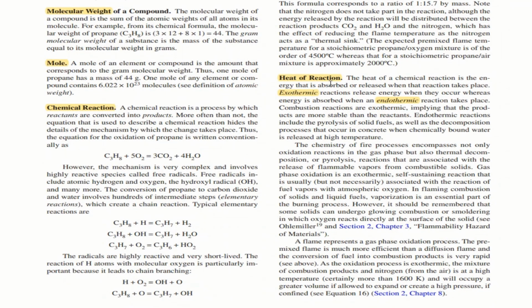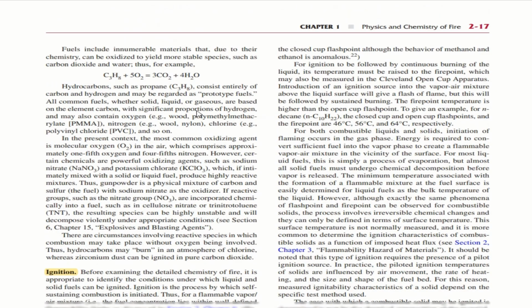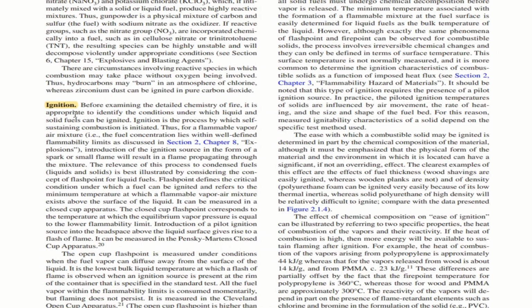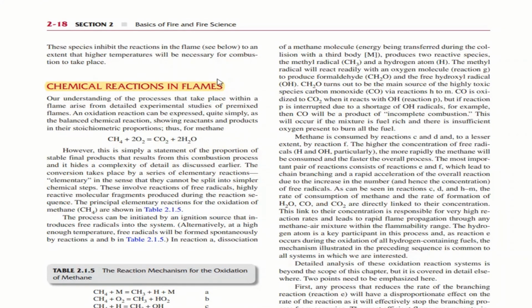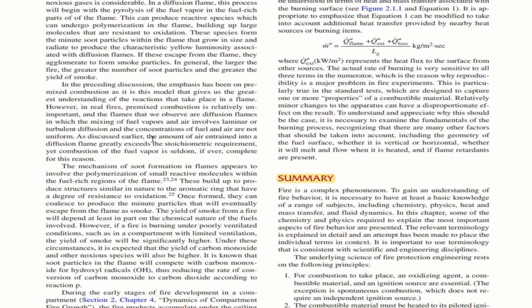Heat of reaction, we have exothermic and endothermic reaction. So the heat of a chemical reaction is the energy that is absorbed or released when that reaction takes place. Exothermic reactions release energy when they occur, whereas energy is absorbed when an endothermic reaction takes place. This is also an important point. So ignition, we have chemical reactions in flames. How does it occur? They have just mentioned. We have some table also here, the reaction mechanism for the oxidation of methane.